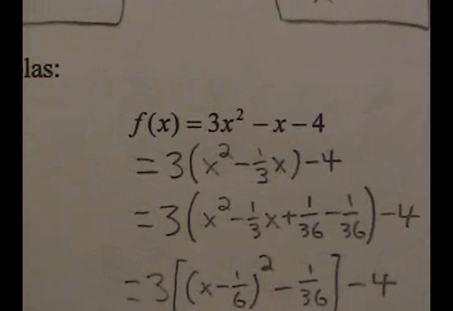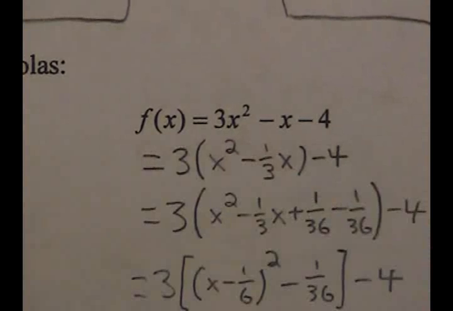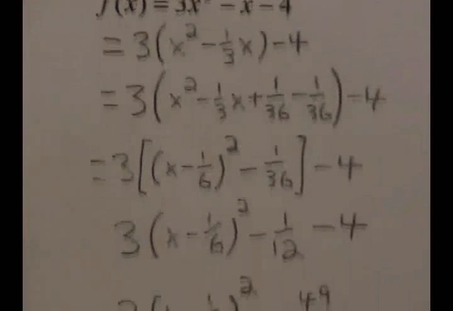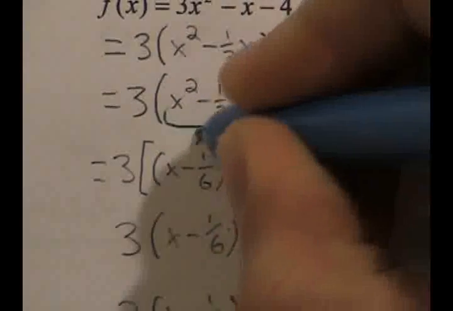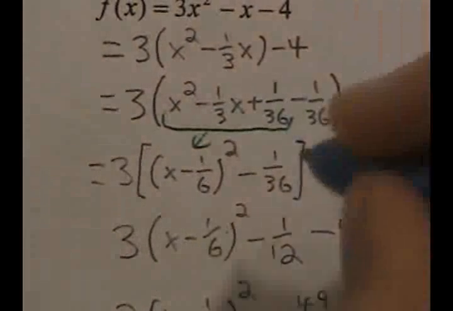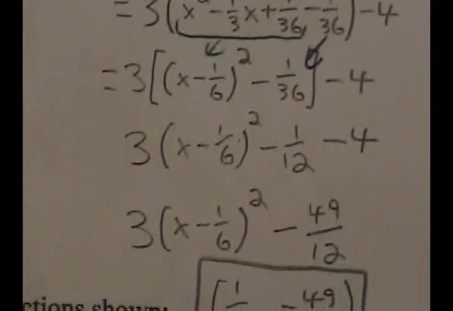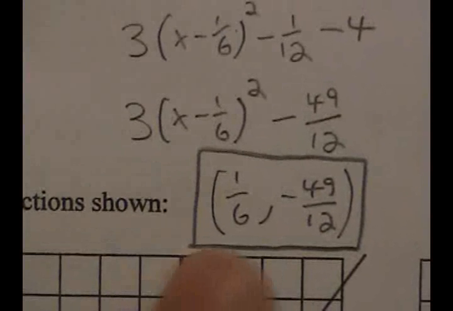For the second one, take out a 1/3. Again, you should try doing it with all 3. Make sure that you get the same answer to check your algebra. The first 3 terms: half of 3 is 1/6, squared is 1 over 36. So you add it and subtract it. That breaks down to that, and then this just gets carried down like so. Put the 3 back in to just the first 2. Combine the fractions on the end, and that's what you get. So the vertex is at 1/6 comma minus 49/12.